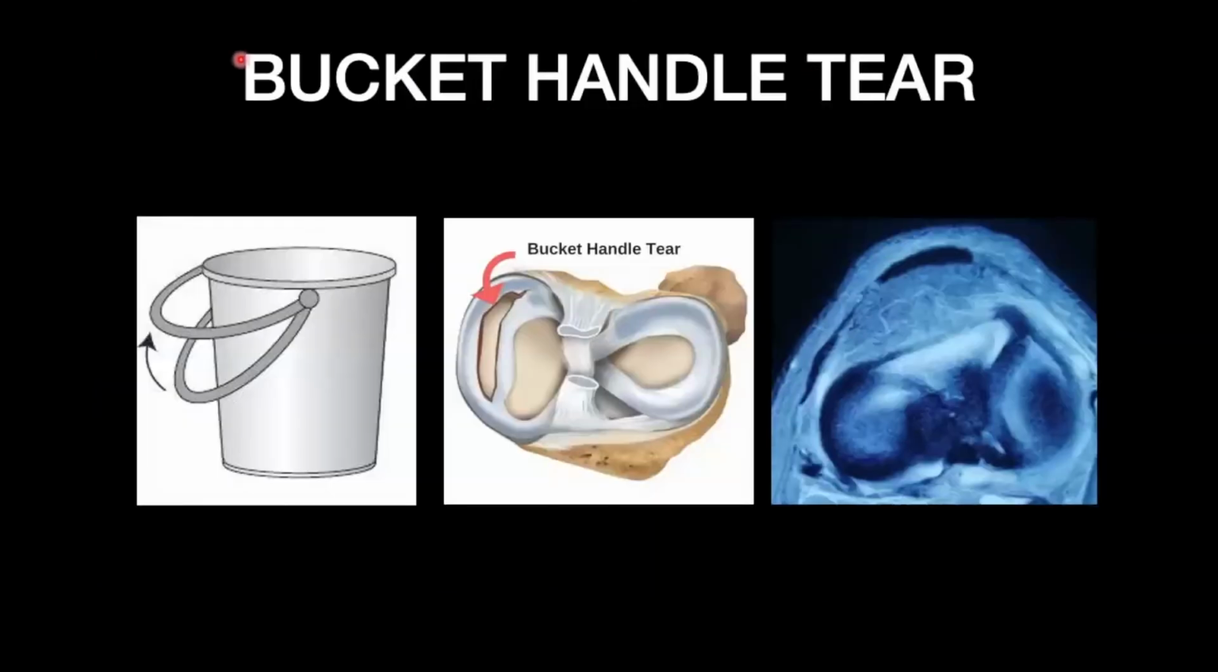Another very important type of meniscus tear is the bucket handle tear. This is a special variety of longitudinal tear. What happens in this condition is that the flap of the meniscal tear is flipped, and it goes and lies in the intercondylar notch, thus leading to the locked knee, which can be seen on axial MRI, as shown in this picture.